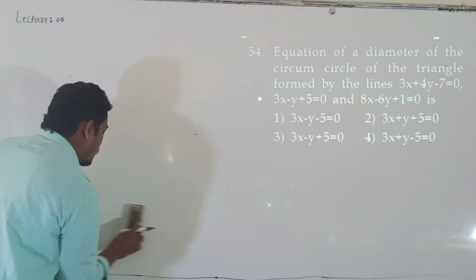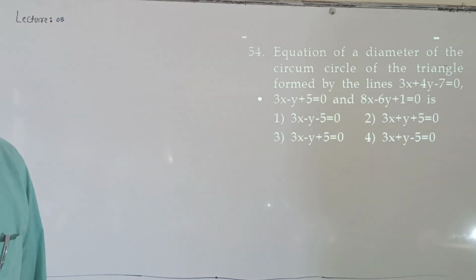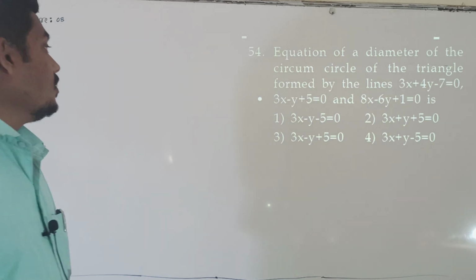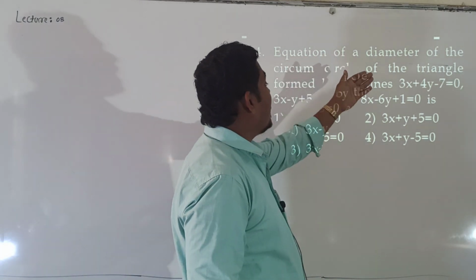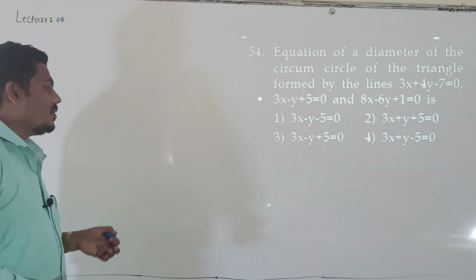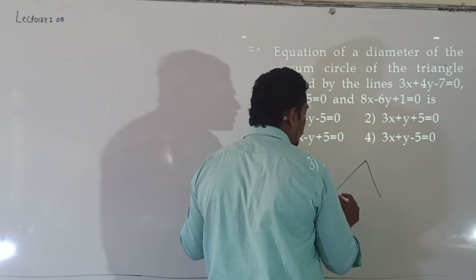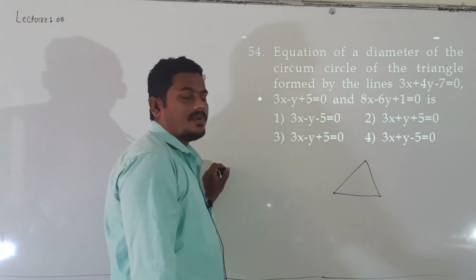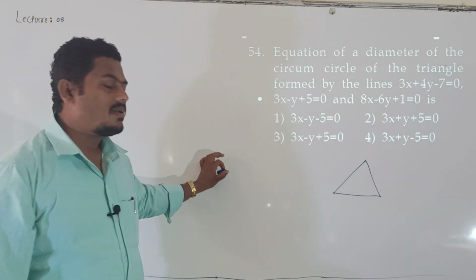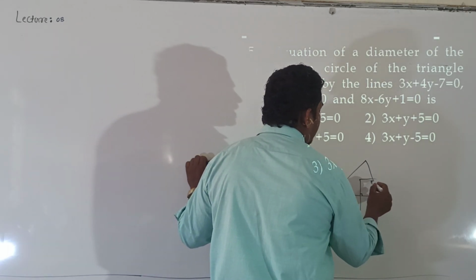Next question number 54. Equation of diameter of circumcircle. Already you know the circumcenter. What is the circumcenter? The point of intersection of perpendicular bisectors. Perpendicular side bisectors intersect at the circumcenter.